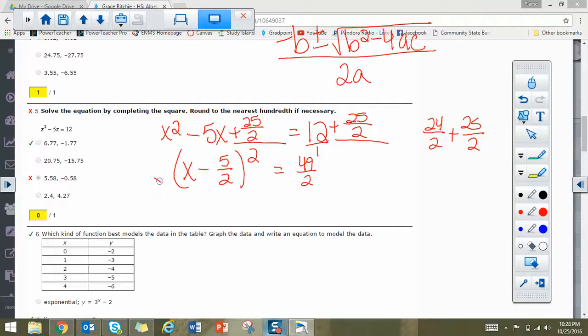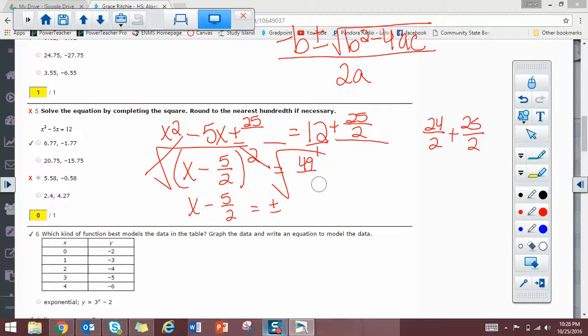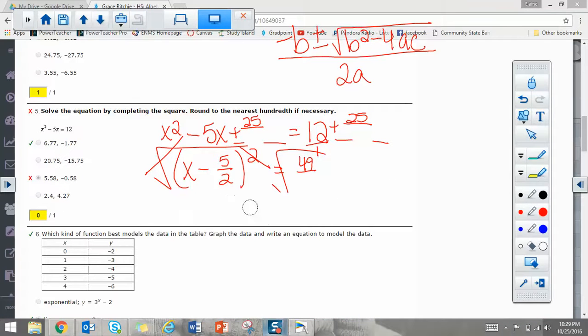Now we square root both sides because the squared and the square root cancel each other out. We get x minus 5 over 2 equals plus or minus, square root of 49 is 7 over 2. Oh wait, I forgot to square the bottom. Hold on just a second. I have quite a bit of erasing to do here, so I forgot to square that, which means this needs to be a denominator of 4. It's going to change all of that. I thought something wasn't working out correctly, and I was right.